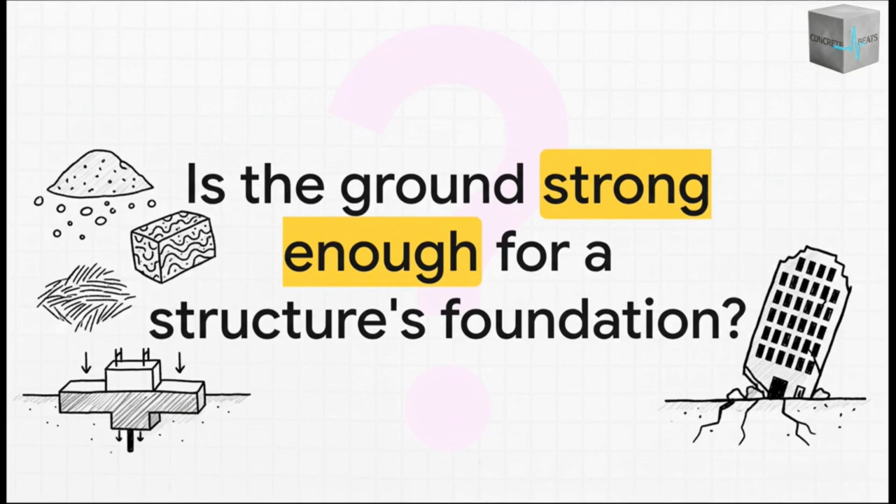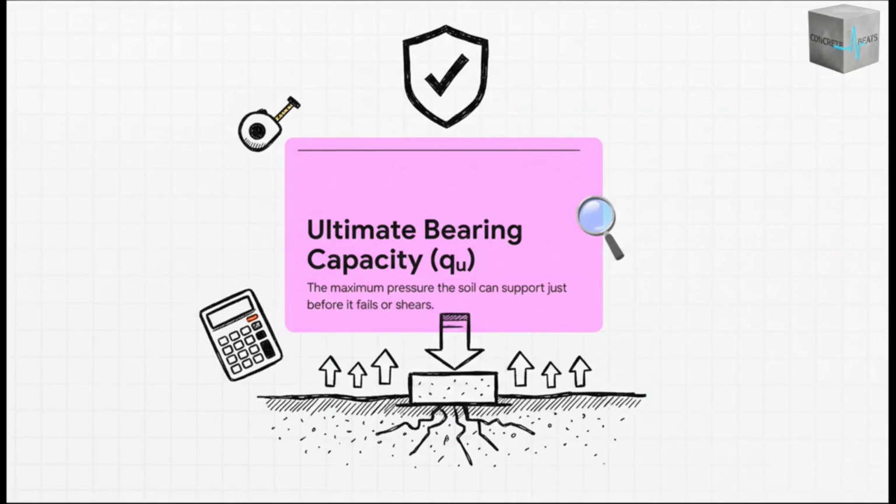That's the single most important question a foundation engineer has to answer. Get it right, you're golden. Get it wrong, well, the consequences can be catastrophic. Everything we do really boils down to this one critical value, the ultimate bearing capacity, which we call Q sub U. You can think of it as the soil's absolute breaking point. Our entire job is to calculate that limit and then apply a nice big factor of safety so that our building's load isn't even close to it.